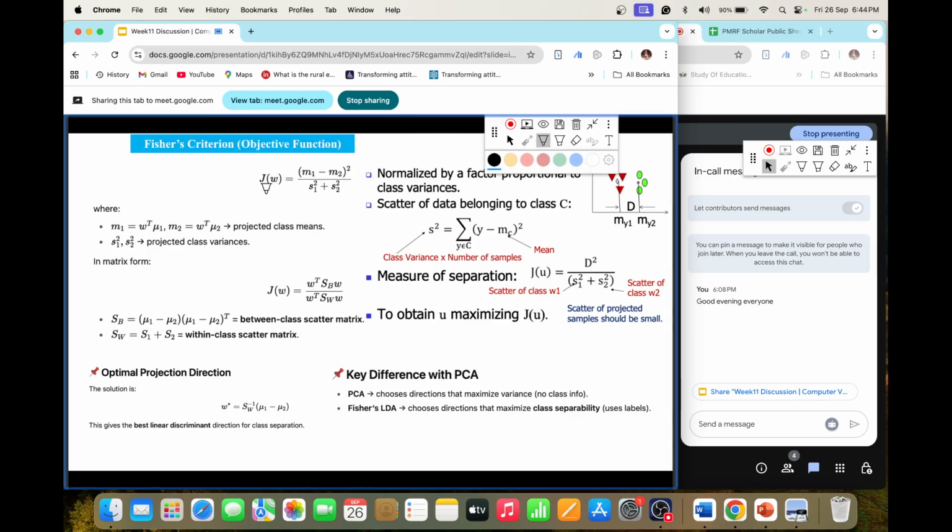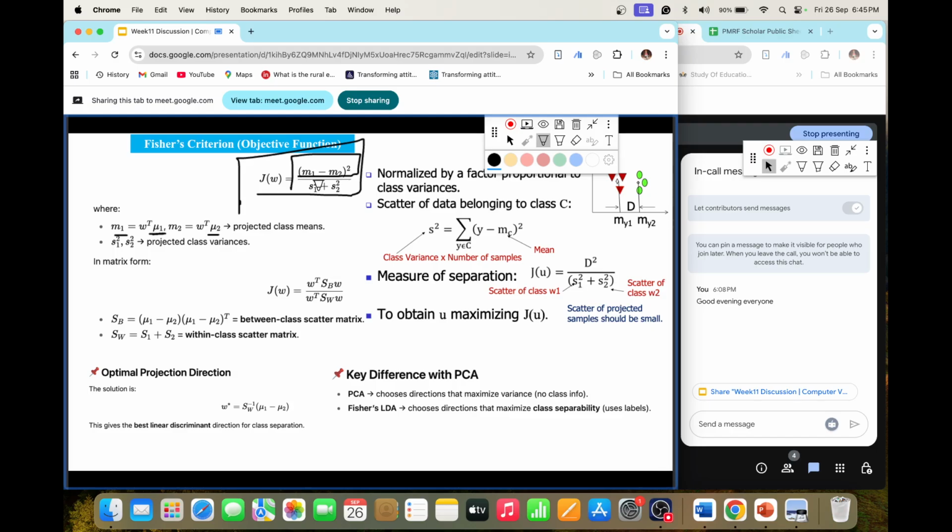This is known as the measure of separation. It has this formula: J(W) = (m1 minus m2) whole square divided by (s1 square plus s2 square). The upper part is (m1 minus m2) square. Now what is m1? Mu1 is the mean of the data points belonging to the first class. Mu2 is the mean of data points belonging to the second class.